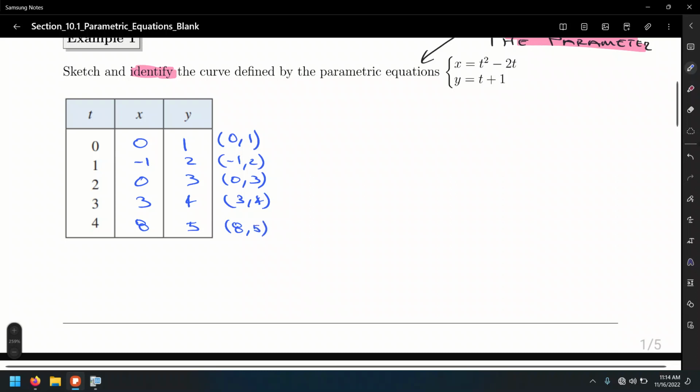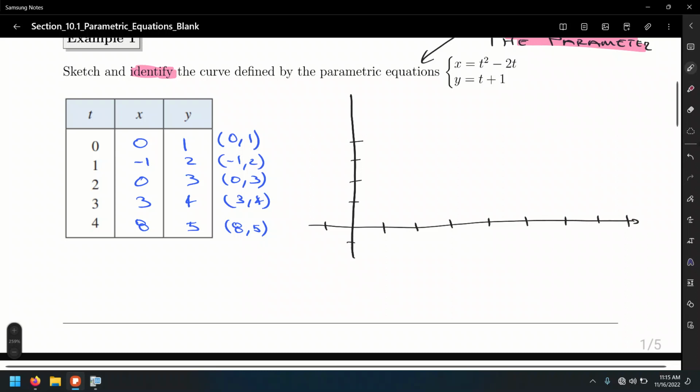So we have order pairs to plot on the Cartesian plane. Let's see how that is going to look. This is somewhat similar to how we obtain order pairs by plugging in a value of t, but actually we plug that into two equations, not just one. So let's graph. Negative 1, 1, 2, 3, 4, and 2, 3, 4, 5, 6, 7, 8.